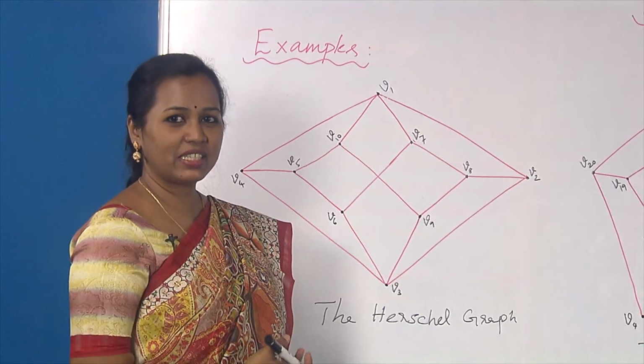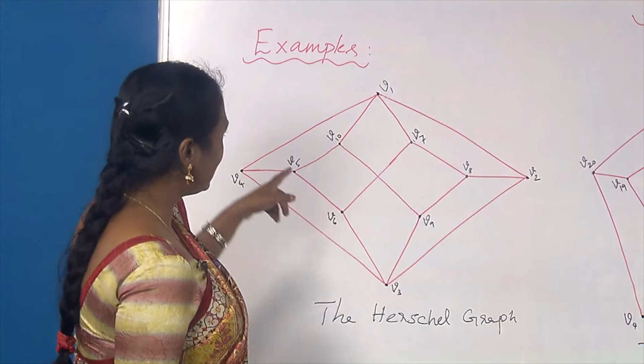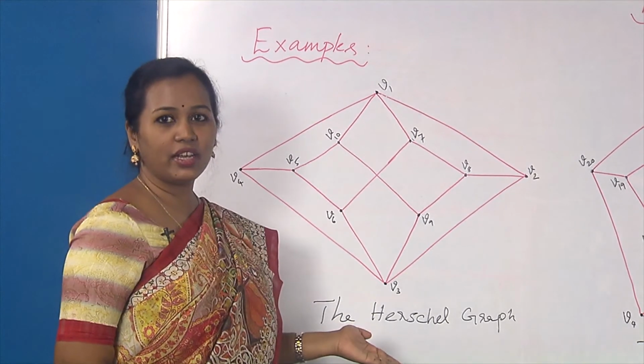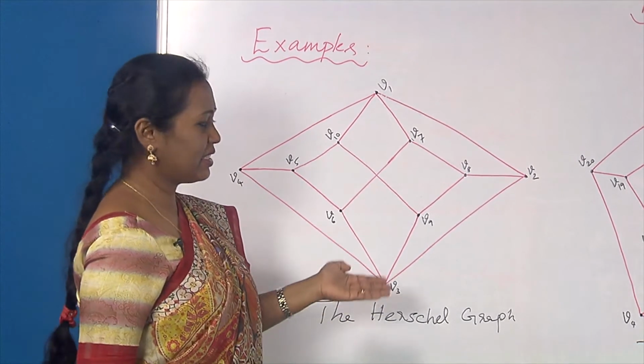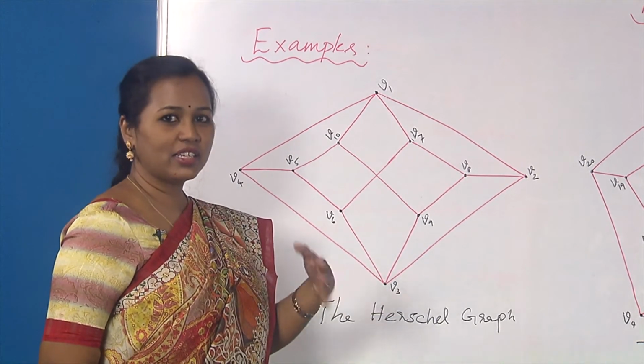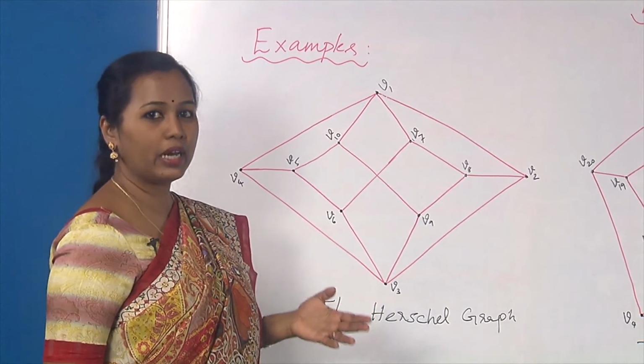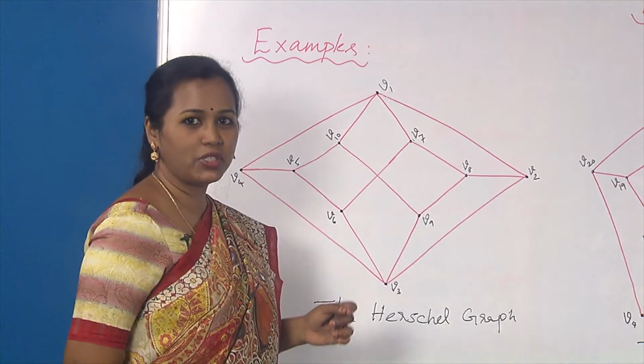We shall see some examples of Hamiltonian and non-Hamiltonian graphs now. Let us see this first example. It is actually a Herschel graph and it is an example of a traceable graph. Herschel graph is said to be traceable. Let us recall the definition. A traceable graph is one in which there is a Hamiltonian path. Now let us trace the Hamiltonian path.